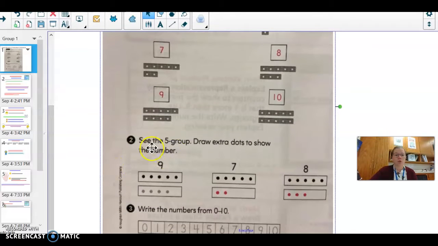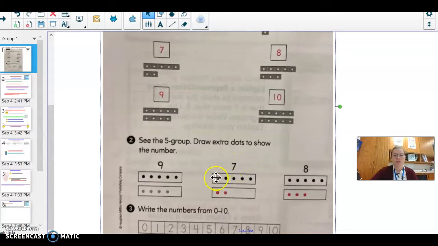As we look to number 2, the directions say, see the 5 group, draw the extra dots to show the number. So this is the number they're telling us to get to, which is 9. And we know that that top box is going to have 5, so we can just say 5, and then we need to draw the extra ones. 6, 7, 8, 9. So we needed 4 extra dots there.